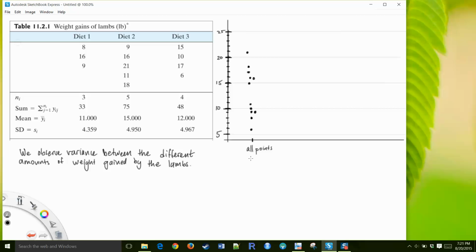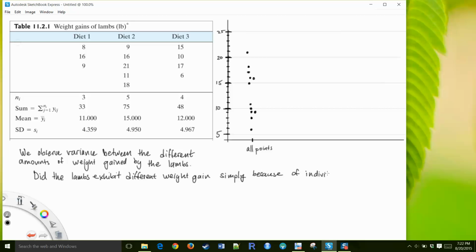did the lambs exhibit different weight gain simply because of individual differences, or can some of the variance be explained by the existence of multiple diets? Okay, that's what we want to know.